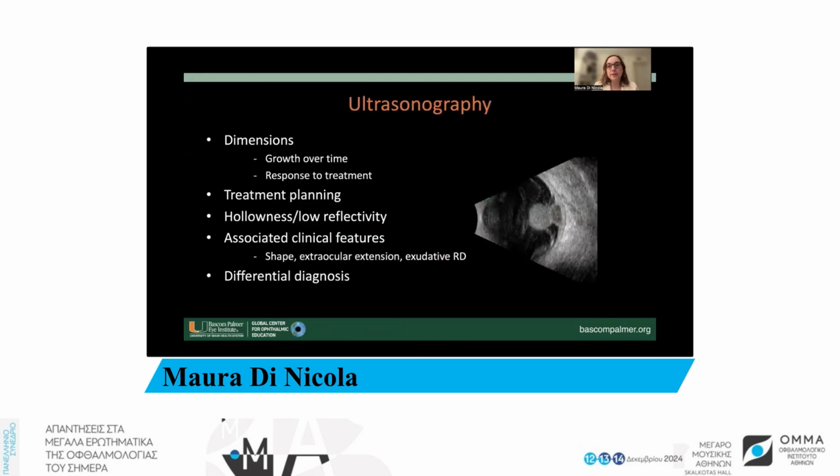The other imaging modality that we use very often is ultrasonography. This is particularly helpful in determining the characteristics of a lesion, the shape of a lesion, the internal reflectivity, and it's particularly important when it comes to measuring the dimensions of a certain tumor, especially for malignant tumors, where we often use ultrasonography to determine the dimensions of the lesions and therefore appropriate treatment.